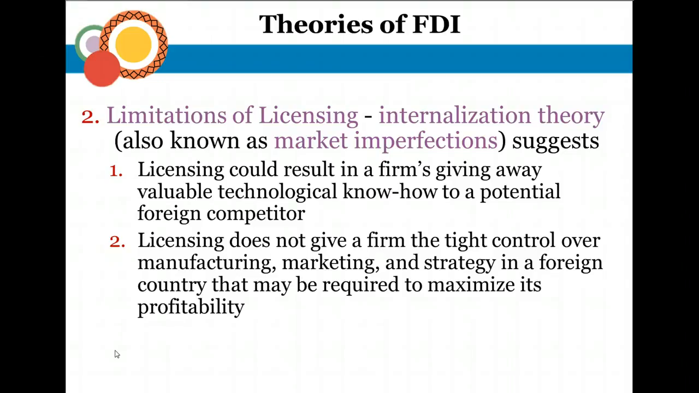For example, in the 1960s, RCA licensed its leading-edge color television technology to a number of Japanese companies, including Sony. At the time, RCA saw licensing as a way to earn a good return from its technology know-how in the Japanese market without the costs and risks of foreign direct investment.